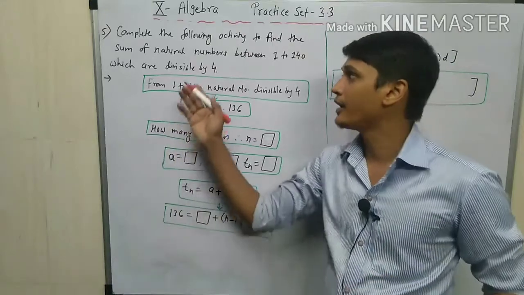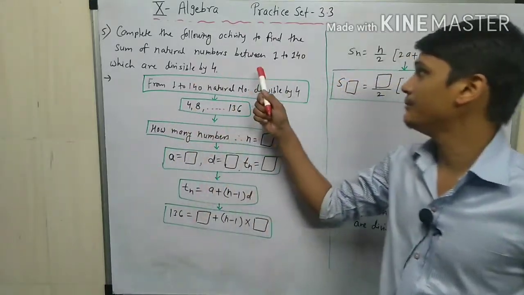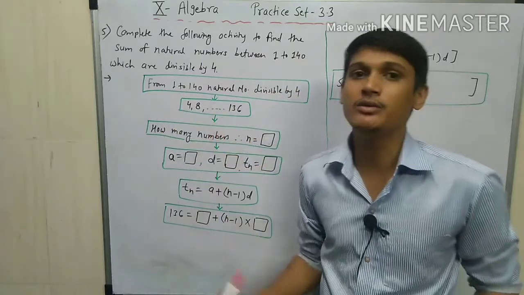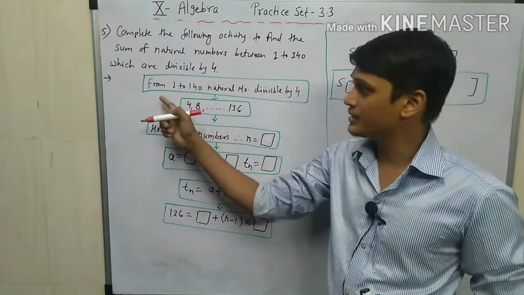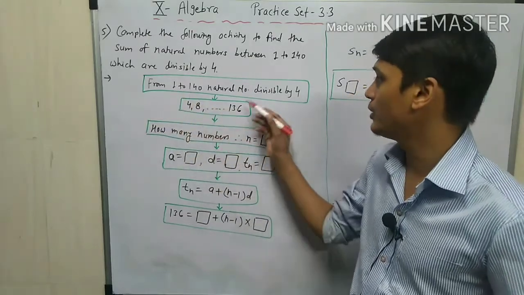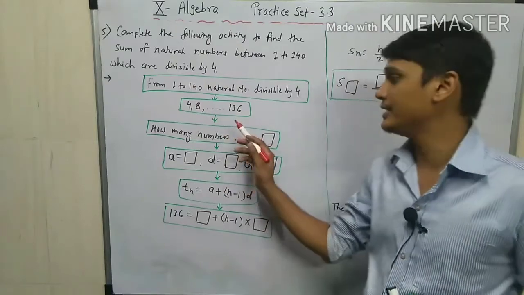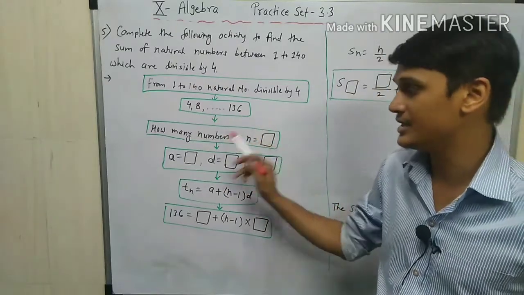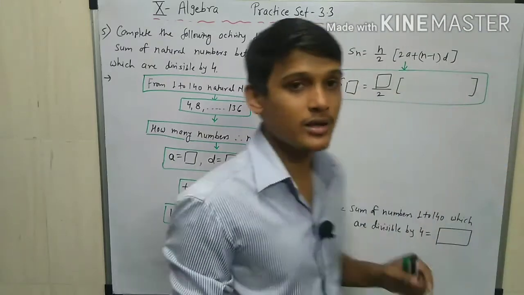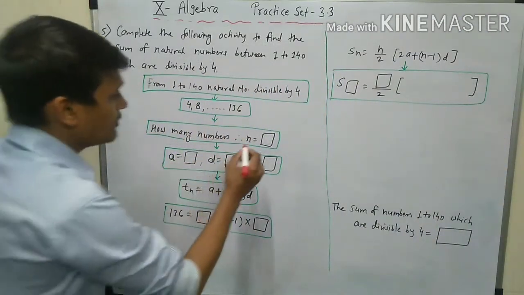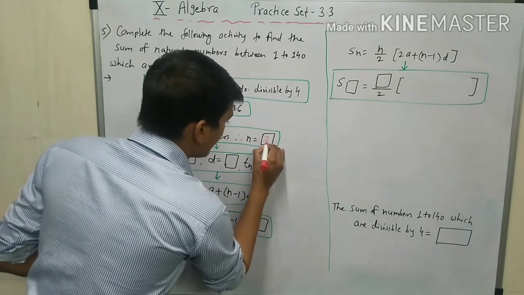Question number 5. Complete the following activity to find the sum of natural numbers between 1 to 140 which are divisible by 4. Now this is the activity. The natural numbers from 1 to 140 divisible by 4 are 4, 8, and so on. The last number is 136. How do we find how many numbers? First we find the n value, which is not given, so we put a question mark.